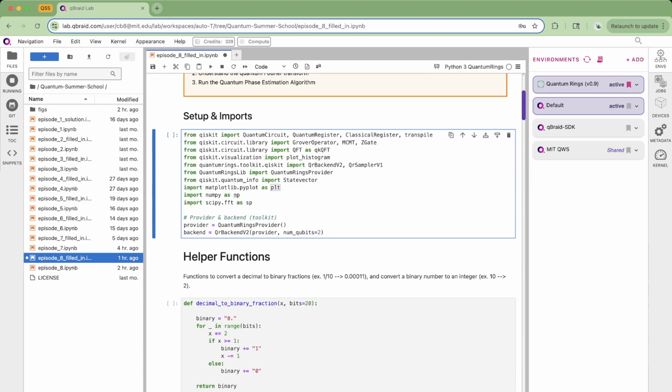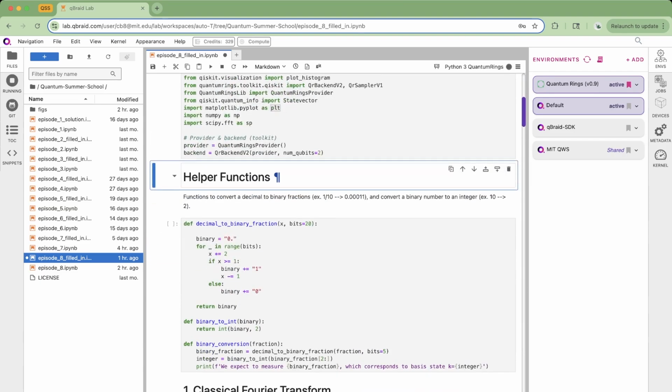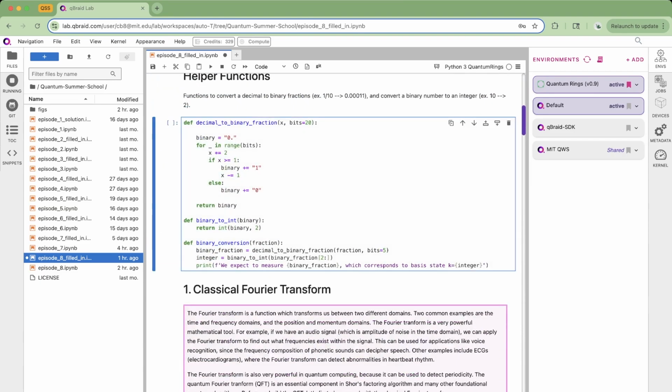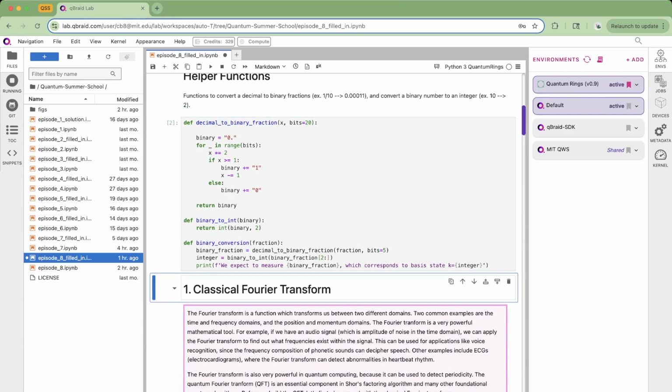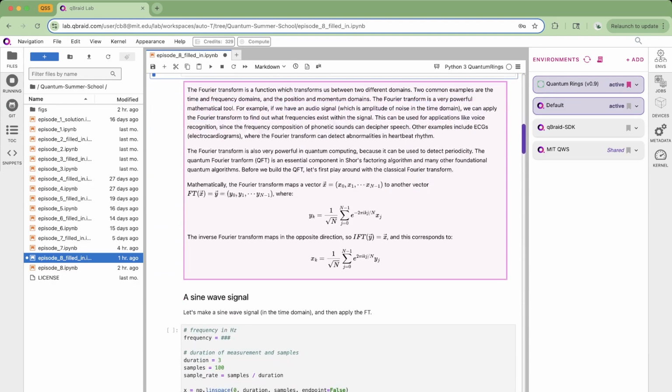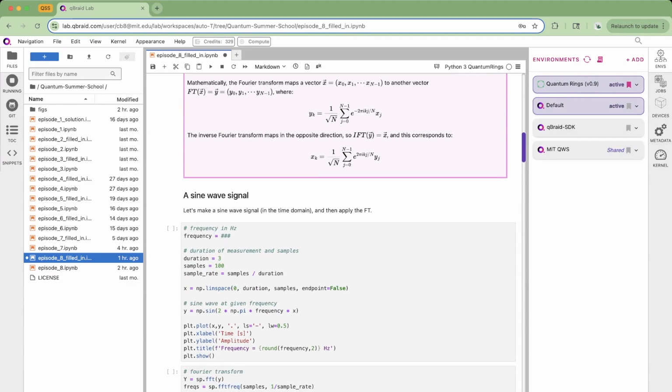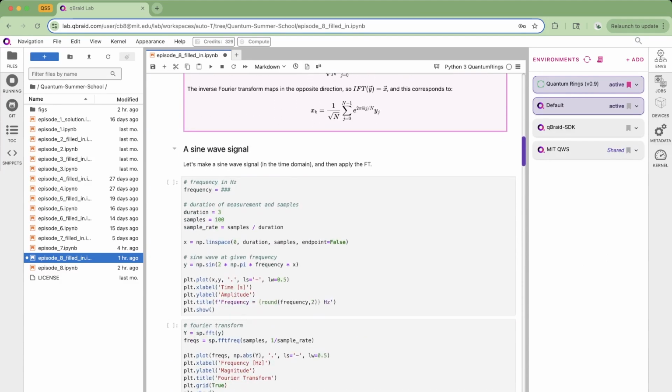Now let's move over to the coding notebook. I have it pulled up here. We're on the first cell to import the libraries that we need. And then we also have some helper functions here to convert decimals to binary fractions and binary numbers to integers, etc. First let's talk about the classical Fourier transform, and this is mostly just to give you a feel for it if you haven't seen it before. This will give you a chance to play around with different signals and what the Fourier transform looks like.